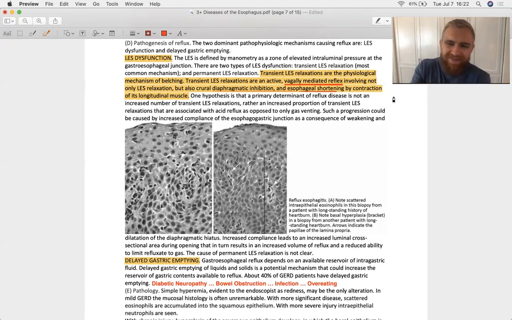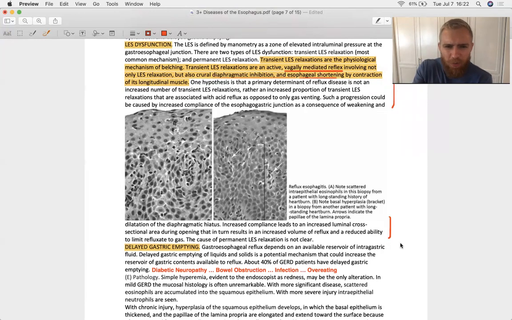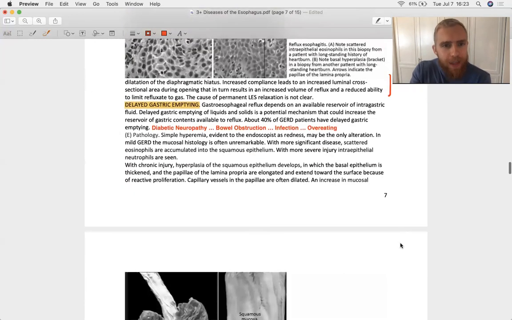Okay, so those dots get connected there. But that's not really what the text is saying. It's more so something that you have to infer. So that's why I say it's a little bit of a weird section there. Delayed gastric emptying.